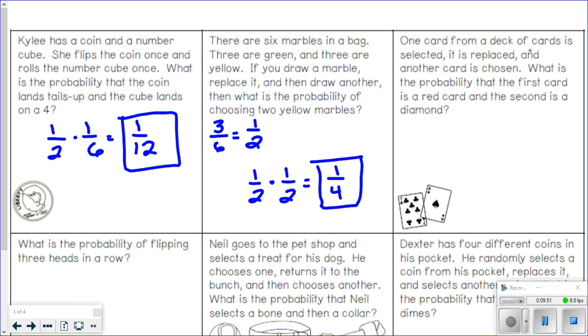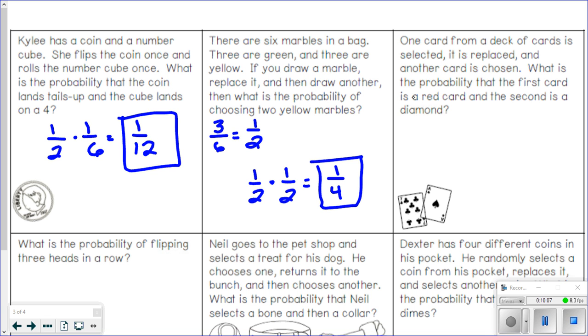One card from a deck of cards is selected. There's 52 cards in a deck, if you don't know, and replaced, and then another card is chosen. What is the probability that the first card is a red card and the second is a diamond?